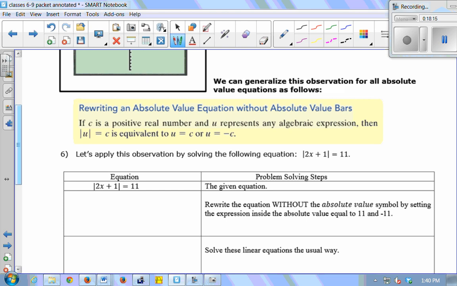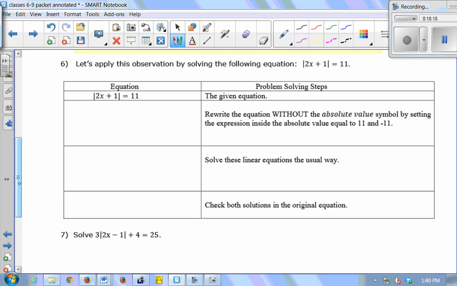So let's say I want to solve the absolute value of 2x plus 1 equals 11. To rewrite the equation without absolute value bars, I have to translate this into two different equations. Whatever is inside those absolute value bars, if the absolute value of it is 11, then that stuff either equals 11 or it could equal negative 11. Right? If you take the absolute value of some stuff and it's 11, either that stuff is positive 11 or it's negative 11.